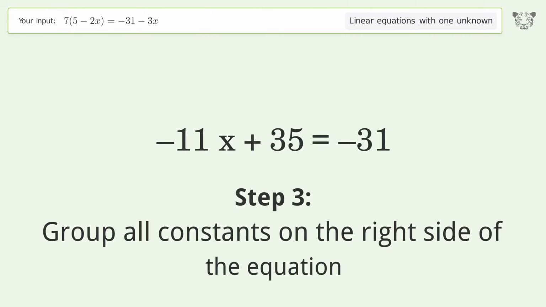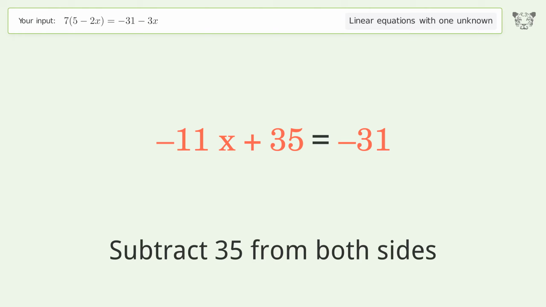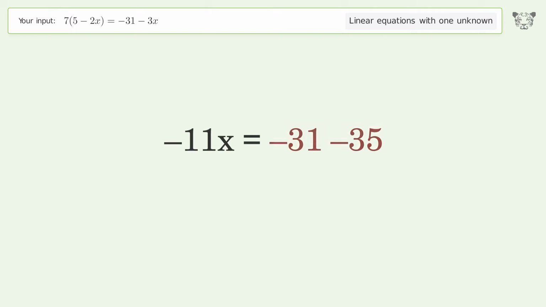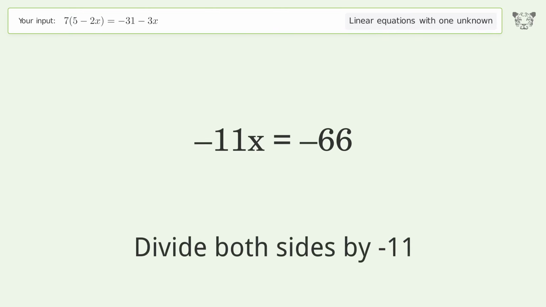Group all constants on the right side of the equation. Subtract 35 from both sides. Simplify the arithmetic. Isolate the x. Divide both sides by -11.